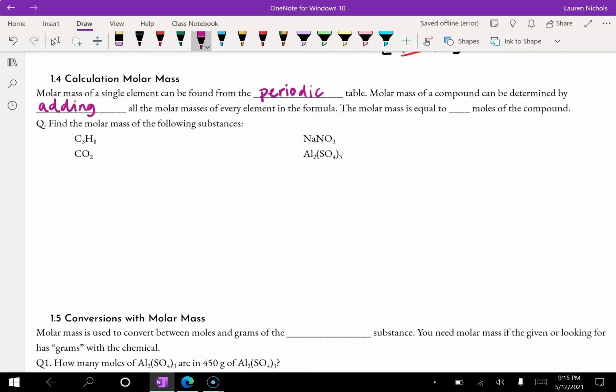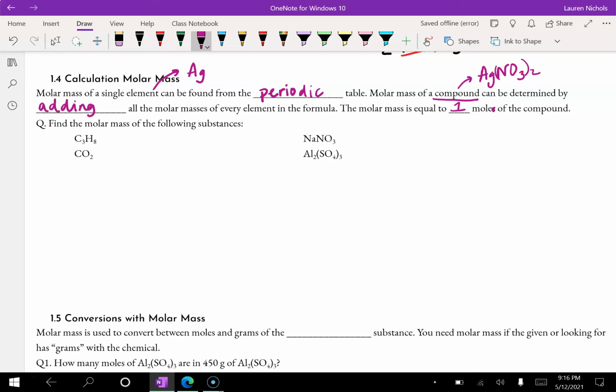your formula. So as a reminder, when we're talking about an element, we're just talking about like silver, for example, or carbon or hydrogen, just a regular old element. But when we're talking about a compound, that would be something like silver nitrate, where you have multiple elements together. Now, the molar mass is equal to 1, that should just say mole, not moles, of the compound. So molar mass is the number of grams always equal to 1 mole of your compound.